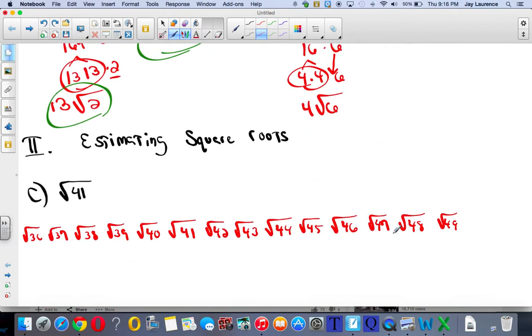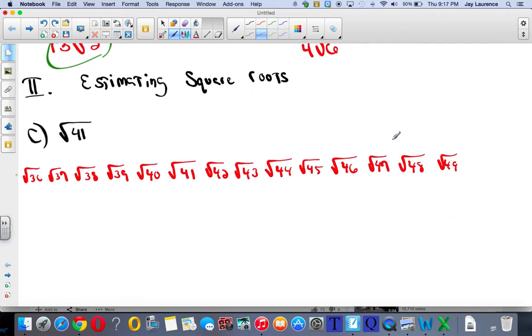All right, now we're also going to need to estimate square roots. And I've got a little work down here already. I need to estimate the square root of 41. Well, I know 41 is between the perfect squares 36 and 49. So I listed them all out here. I know that the square root of 36 is plus or minus 6. Square root of 49 is plus or minus 7.